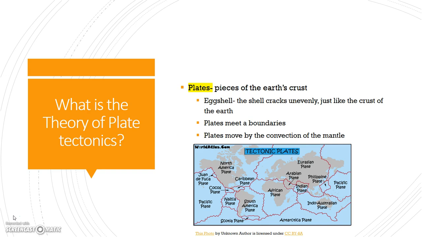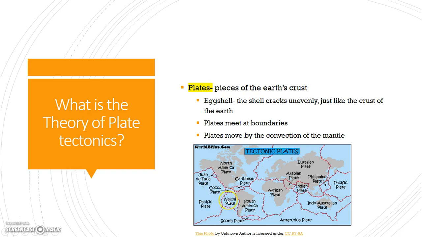of the Earth's crust. It's kind of like an eggshell. So when you drop an eggshell and it cracks, it doesn't crack evenly. So just like that, the crust of the Earth is not even. And plates meet at boundaries, and you can see your boundaries here. So here's our plate. This is the North America plate. It goes all from here all the way down over here.